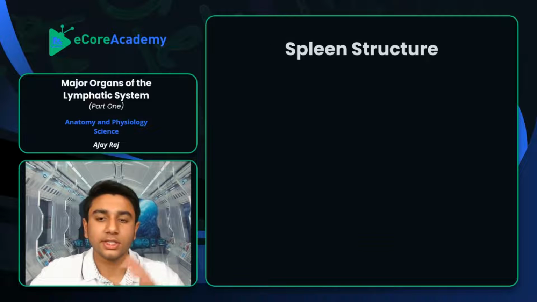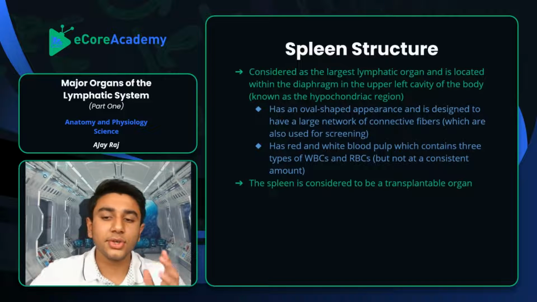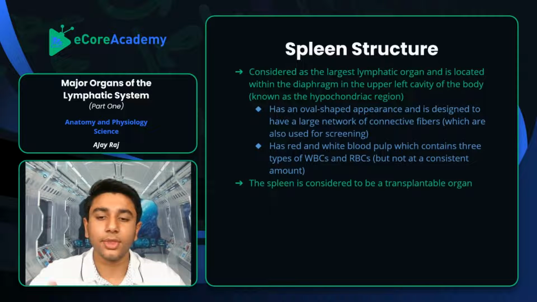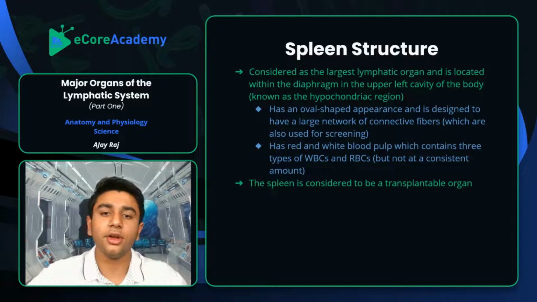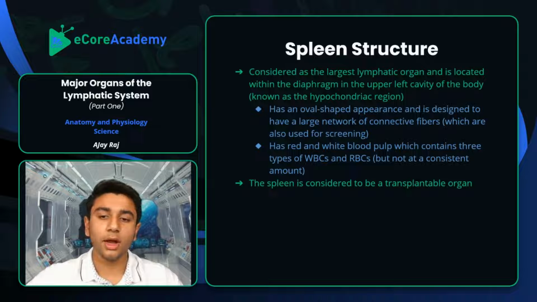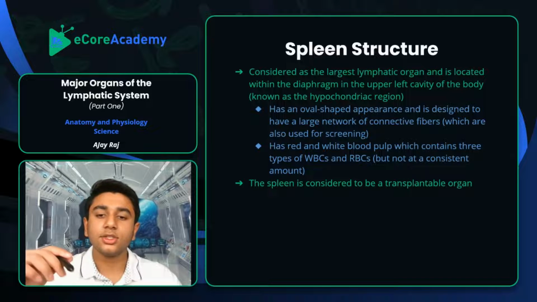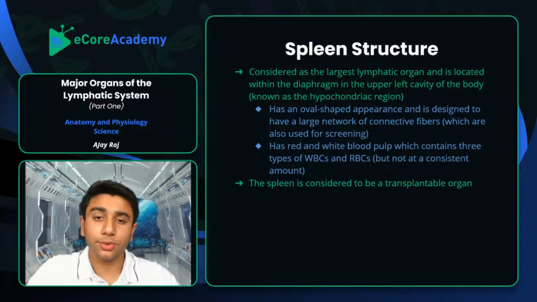All right, moving on. Now let's take a look at some of the characteristics of spleen structure. So it's considered the largest lymphatic organ and is located within the diaphragm. That's essentially your chest area. You can think of your rib cage as the central point of your diaphragm. It's essentially located from your top abdomen, your ab muscles, upwards, where those ribs essentially end. It's located within the rib cage, in the upper left cavity of the body, which is also known as the hypochondriac region. So it actually is sitting near the stomach itself.